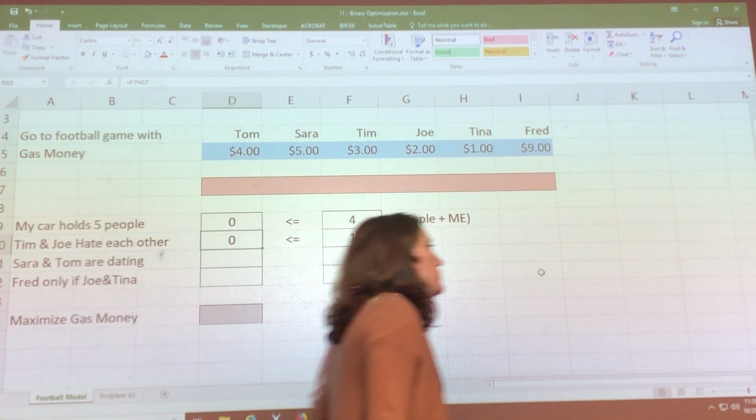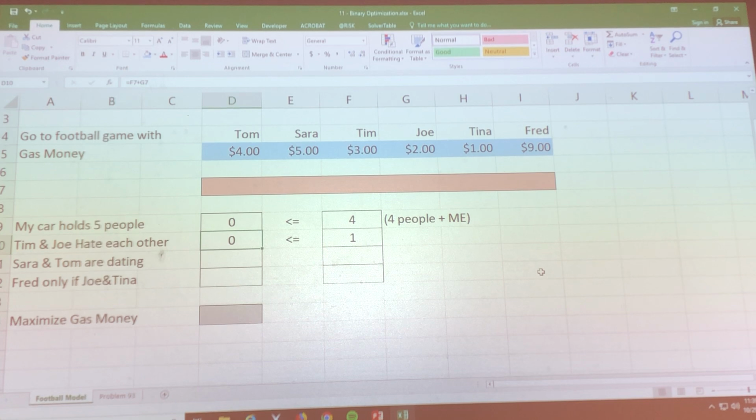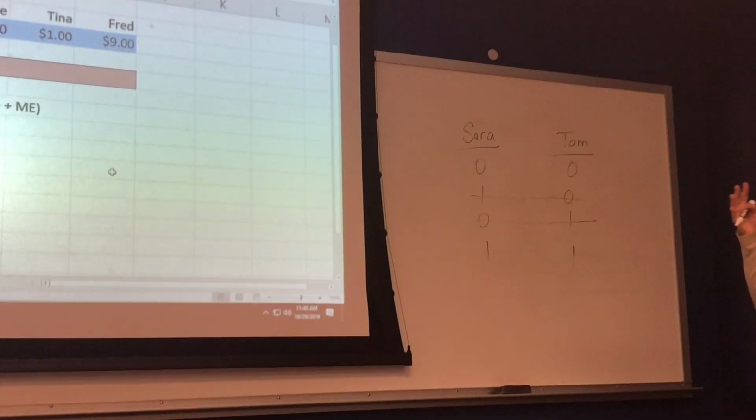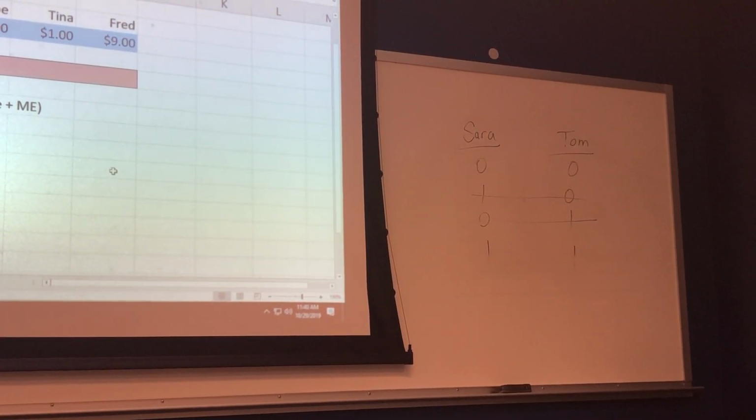We have another friend situation. Sarah and Tom are dating. They won't go anywhere without each other. So basically, either they both don't go or they both do go, but it's not okay to take one without the other. We see what we want to allow, we see what we want to prevent. Is there a logical operator that would work here? That's always what I ask myself first.